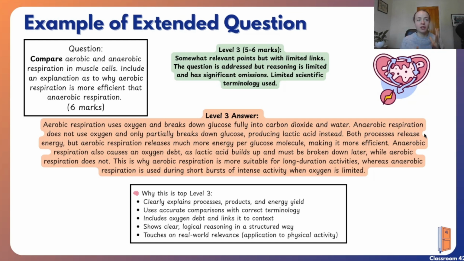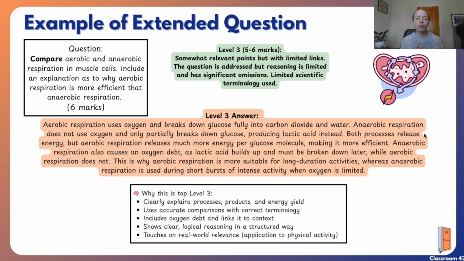Both processes, so again, comparing, release energy. But aerobic respiration releases much more energy per glucose molecule, making it more efficient. So we've used the word of the question here to explain why aerobic respiration is more efficient. We've been told it's more efficient, but saying it releases more energy per glucose gives us that explanation.